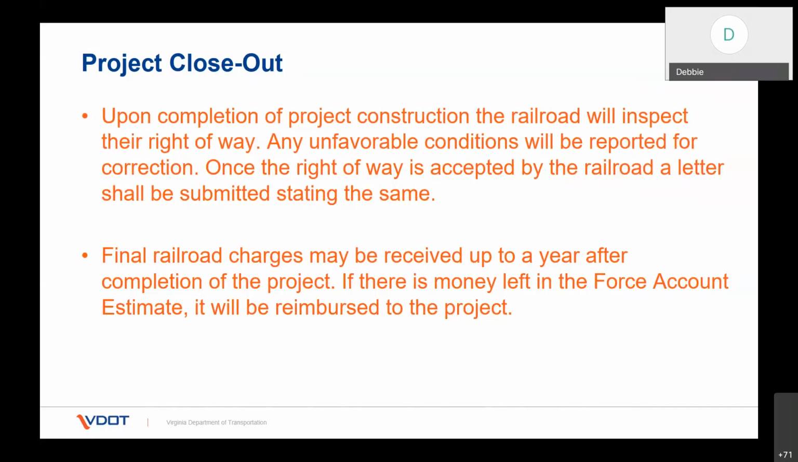When you get to the project closeout, upon completion of the project construction, the railroad will inspect the right-of-way. If they find the conditions favorable, then they will close the project. If they do not, they will tell you what needs to be corrected. Once the right-of-way is accepted by the railroad, the letter is submitted back to the project manager, stating the same and stating that they will work to close out the project. The railroad charges can take up to a year to hit your project. So having known that, you're not going to be able to close out your project or your funding quickly.